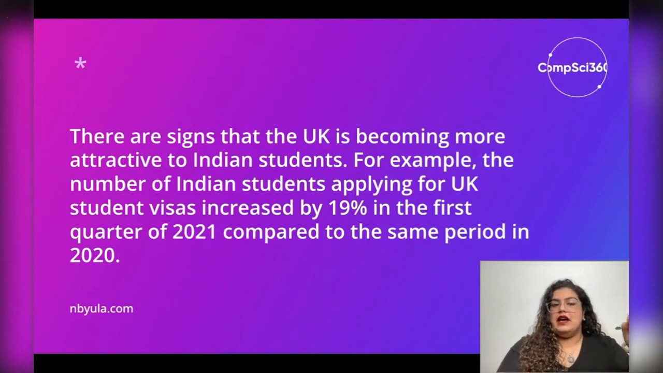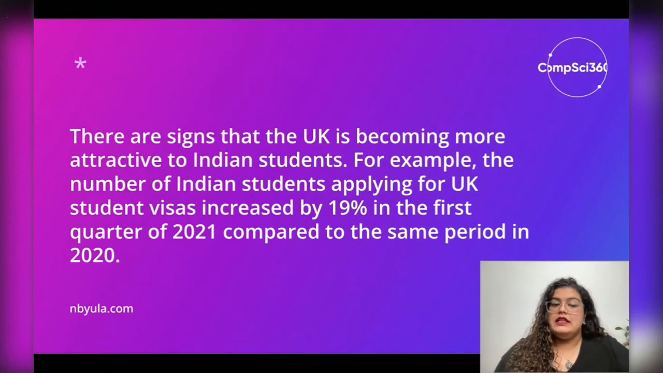Brexit has been a major factor affecting international student recruitments, particularly for non-EU students. However, there are signs that the UK is becoming more attractive to Indian students. Now, I do not want to get into a lot of that, but I will say that there are signs that through the years to come, it is only going to increase the number of Indian students applying, the number of acceptance rate, the number of policies that will come forth for Indian students to go to UK.